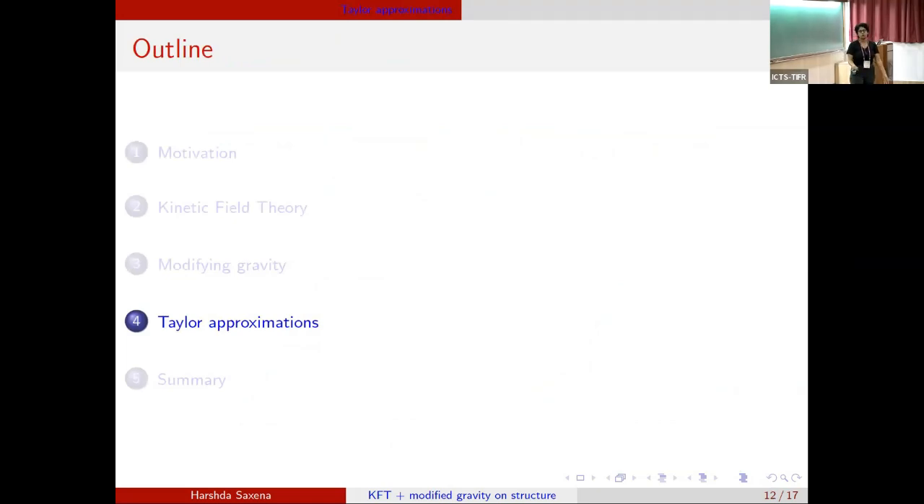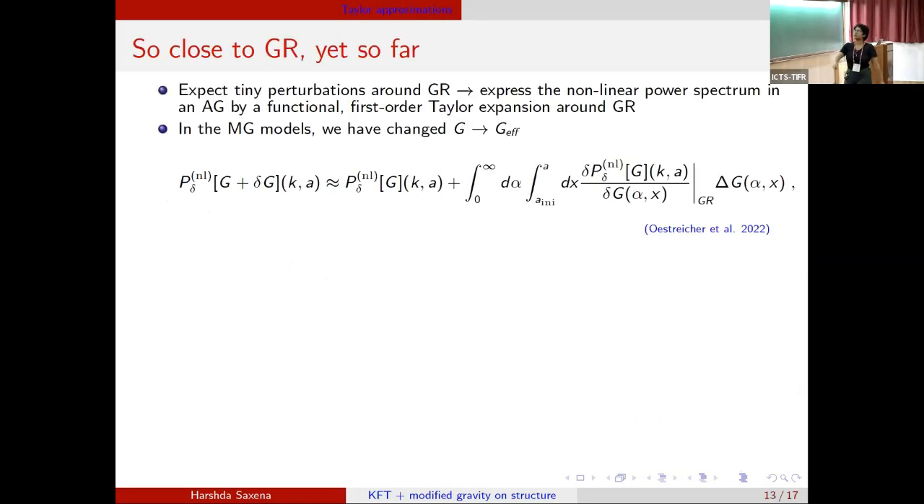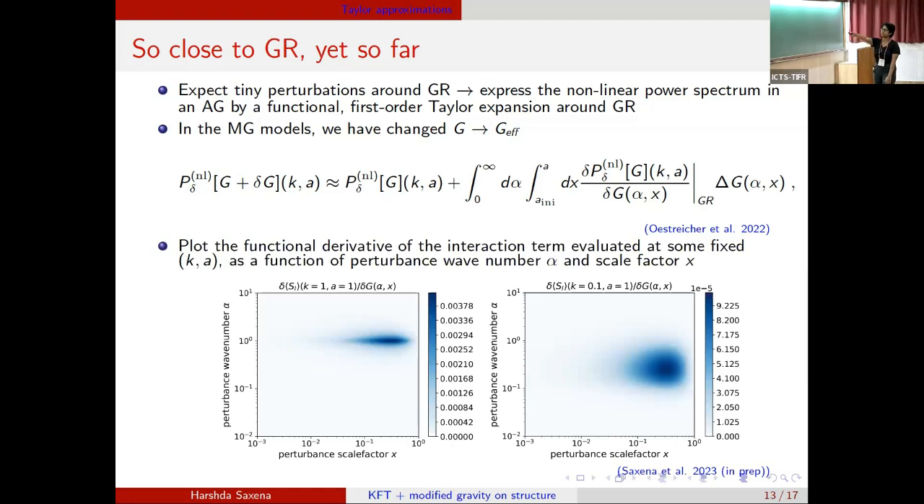Now, one way you can also make our life easier is using Taylor approximations. We usually expect tiny perturbations around GR, if modified gravity is indeed correct. So since we have a functional form of the nonlinear power spectrum, we can express it as a Taylor expansion around GR. Since we've just modified the effective gravitational constant, we can represent it in terms of this functional derivative of the power spectrum. This is good because then we just need to evaluate once at GR. And then again, you can give me any modified gravity model, parameterize it in terms of a scale-dependent effective gravitational constant, and I can give you the Taylor approximated nonlinear power spectrum. Just to see what this functional derivative actually looks like, this is a plot over here.